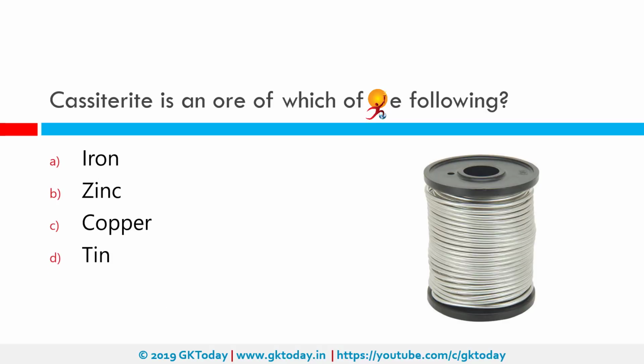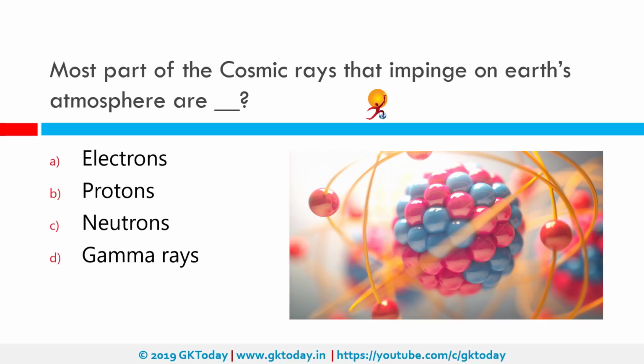Cassiterite is an ore of which of the following? Correct answer is tin. It is tin oxide. Most part of cosmic rays that impinge on Earth's atmosphere are what? Correct answer is protons. Almost 90% of all the incoming cosmic ray particles are protons, almost 10% are helium nuclei, and slightly under 1% are heavier elements and electrons.